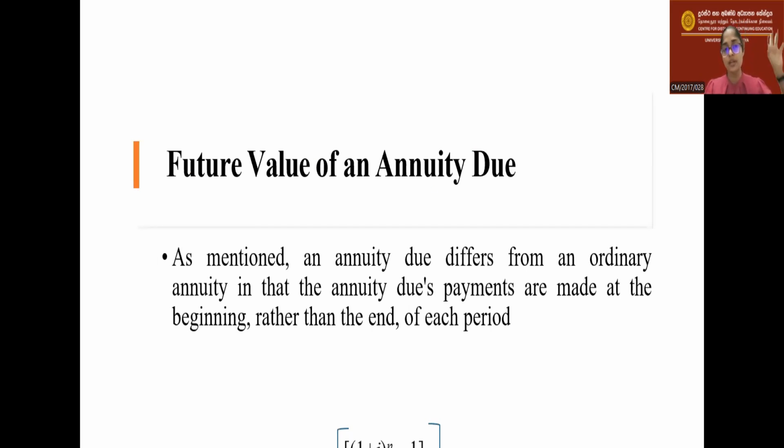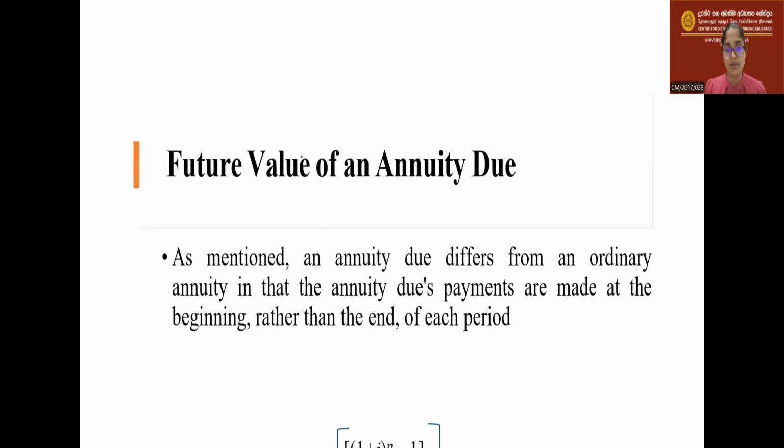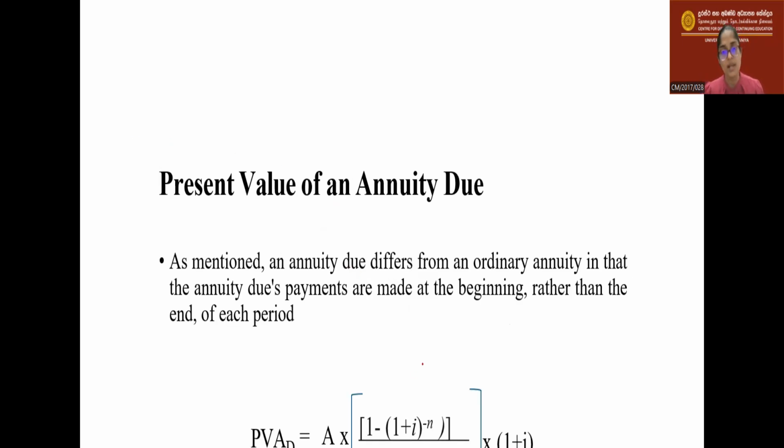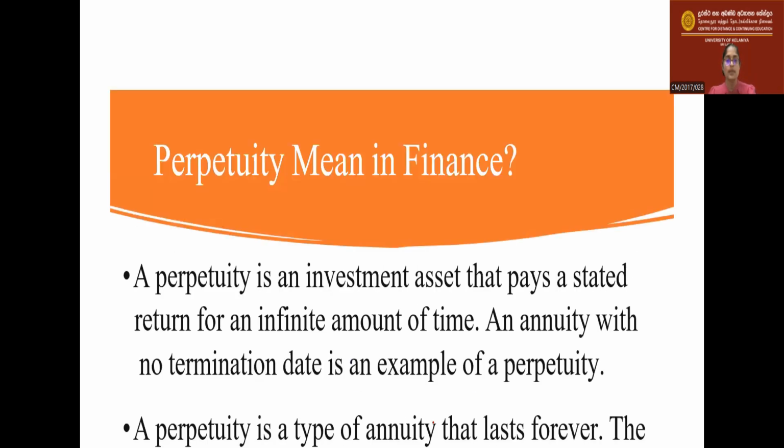Nothing is new in the present value and future value of an ordinary annuity. The figures are the same as the ordinary annuity future value and present value, but the only difference in the annuity due is the factor 1 plus i. For both the future value of an annuity due and the present value of an annuity due, you have to make the adjustment of 1 plus i. That's it.